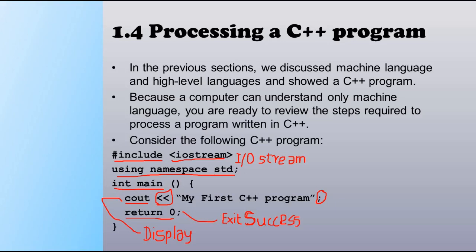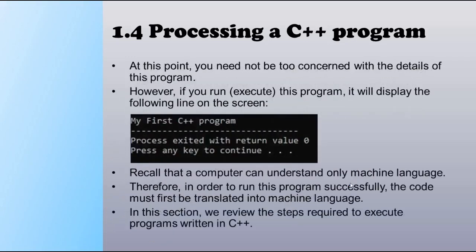And now we conclude like this. At this point, you need not be too concerned with the details of this program. However, if you execute this program, it will display the following line on the screen: My first C++ program. The process exited with return value 0, which means it exited successfully, and then press any key to continue. This is the console output, as displayed here.